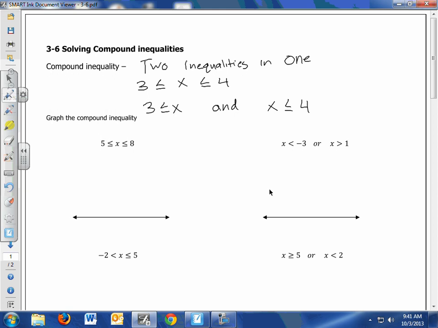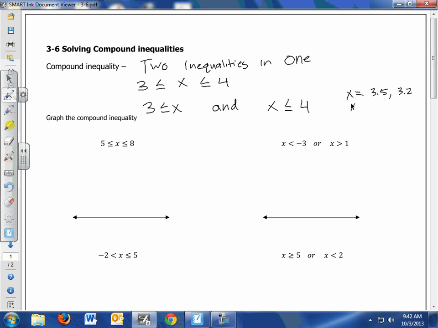All right, so give me a solution for this. What could x be? 3.5. The other one, Mr. Waller. What can x be? 3.2. Perfect.